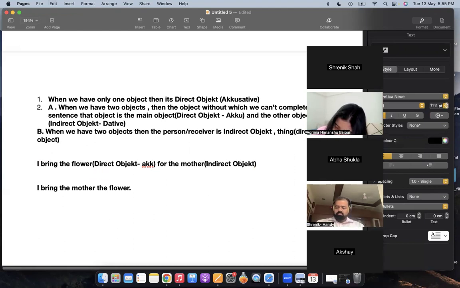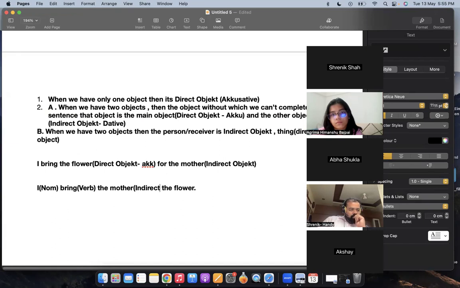Now I ask everybody to look at my screen first because this is important, and I'll give you some time to write it down, I promise. So, I bring the mother the flower. Now what is I? Subject, which means nominative. What is bring? It's a verb. What is the mother? We have seen before, mother was an indirect object, dative. And what is flower? Accusative, direct object. So what can I say? It is following NDA: nominative, dative, and accusative.